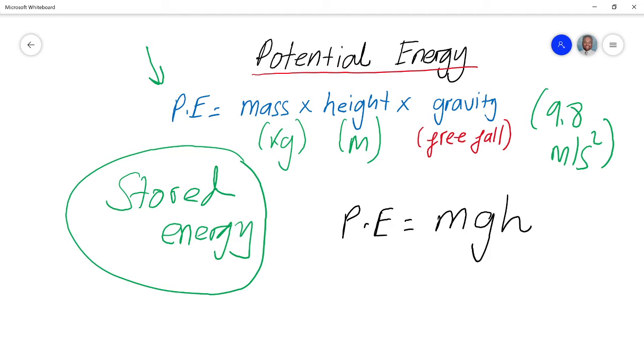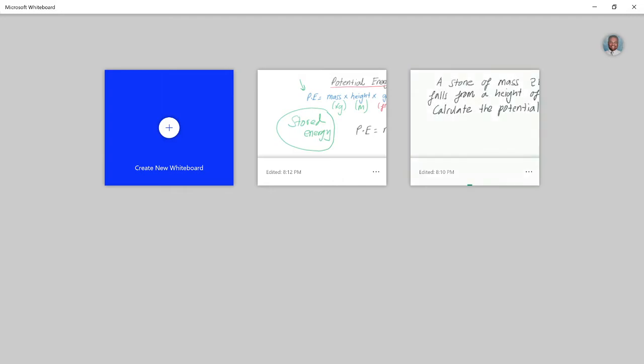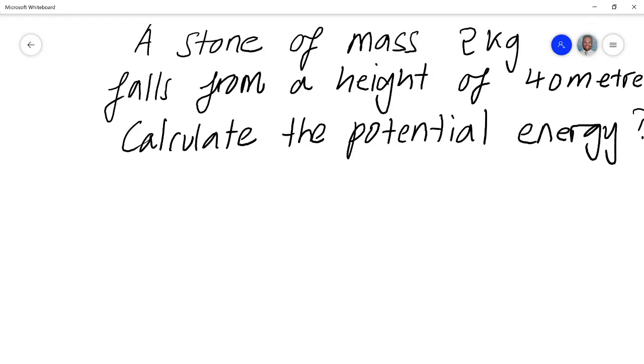So we're going to look at a question that applies the concept of potential energy. If we go to this question here, I'm going to read this out. A stone of mass 2 kilograms falls from a height of 40 meters. Calculate the potential energy.